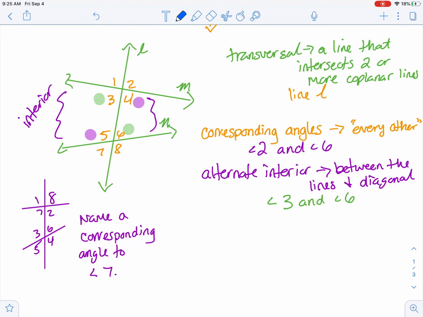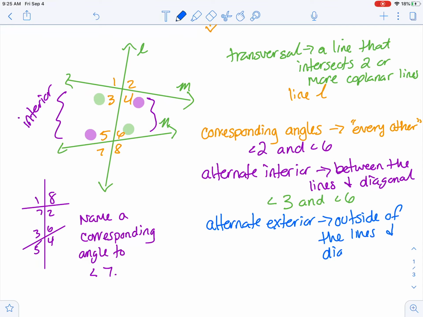All right, so let's do another definition. The next one we have is alternate exterior. So alternate exterior, same as interior, except now we're above and below the line. So alternate exterior would be outside of the lines and diagonal. Okay, so what would that look like?